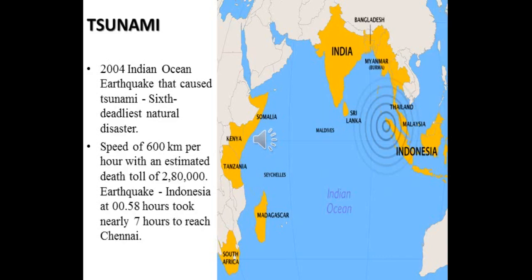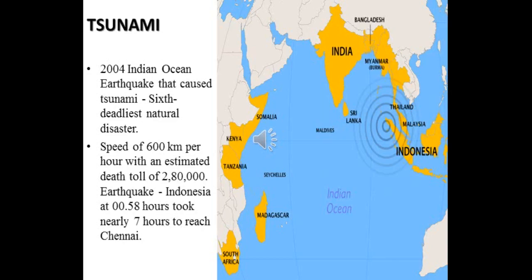So at midnight, nearly 1 o'clock, the earthquake occurred, and the waves generated there reached India, reached Chennai, after 7 hours. Approximately by 8 o'clock the waves reached. The death toll of that tsunami was 2,80,000. Approximately 2,80,000 people died because of that tsunami. It happened on 26th December 2004.